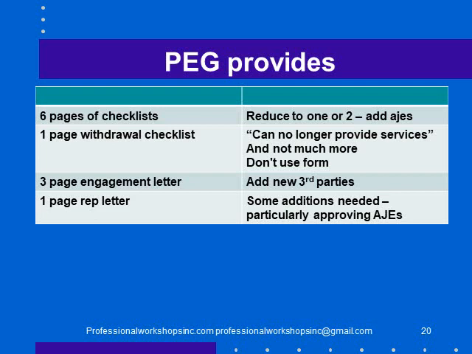For the 3-page engagement letter, I would, as I said, add the new third-party stuff. And for the 1-page rep letter, we've just gone over the additions. I think there are some important additions and repetitions, and I don't care. It's not hard to do. Particularly approving the journal entries, which is not there now.